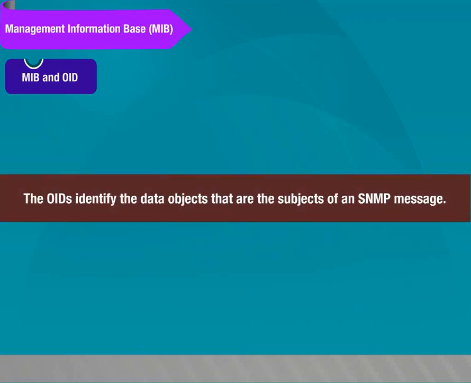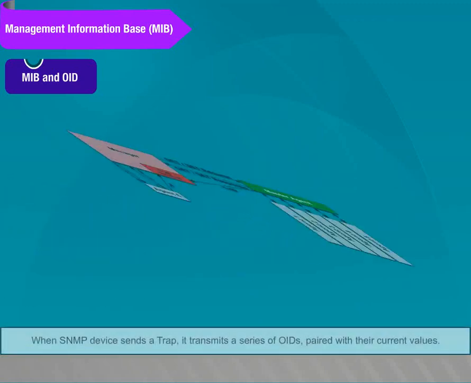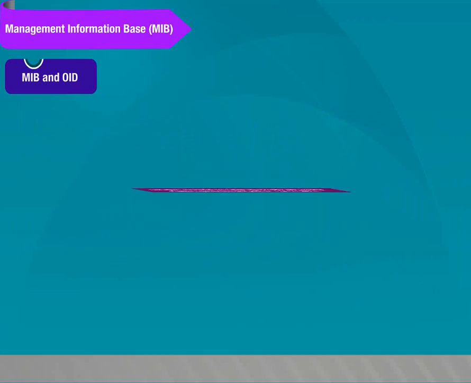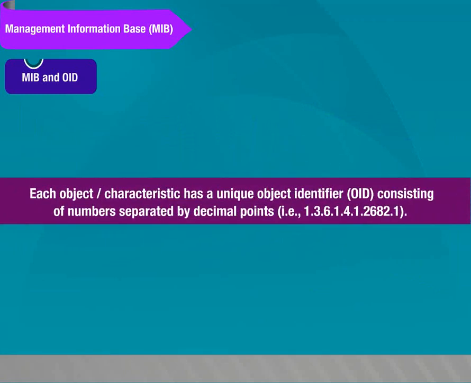The OIDs identify the data objects that are the subjects of an SNMP message. When an SNMP device sends a trap, it transmits a series of OIDs paired with their current values. Each object or characteristic has a unique object identifier, OID, consisting of numbers separated by decimal points, that is 1.3.6.4.1.2682.1.